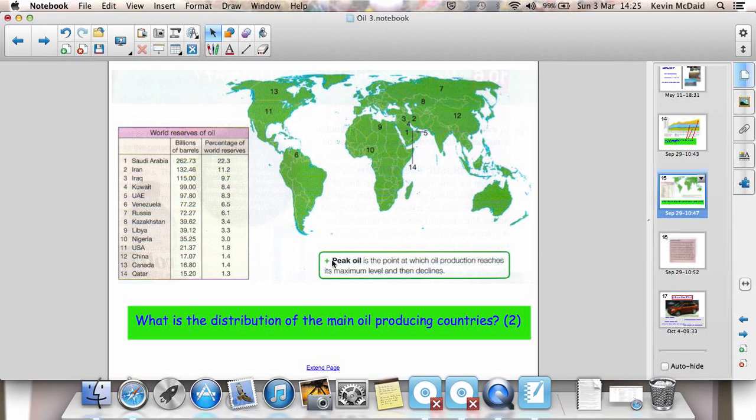Key important term here: peak oil. The point at which oil production reaches its maximum level then declines. That's when the country may say, right, well, there's no oil left under the ground. We're not finding any more. All we've got is what we've already found. And then production starts to decrease, and eventually that oil will run out, and countries will have to figure out exactly where a lot of their income is coming from, because particularly countries like Saudi Arabia have become some of the richest countries in the world thanks to selling oil.